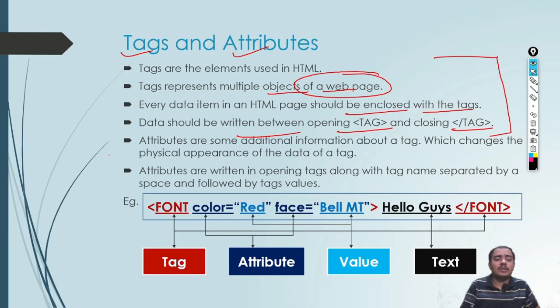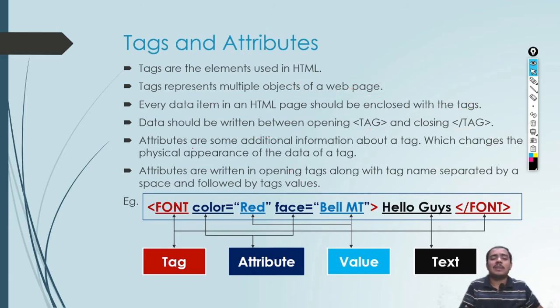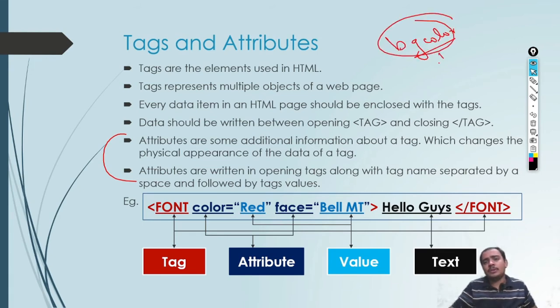Now let's talk about the term attribute. These attributes are some kind of additional information about our tags. For example, suppose you are creating a page and you want to display your page with a yellow color background. For that we have an attribute called bgcolor that we can use. And this attribute will be used in the opening tag of body only. Let me show you how.